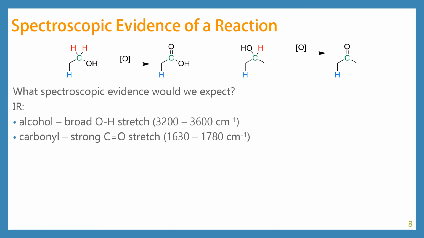For the carbonyl, you would see the strong C=O stretch forming right in the middle of the spectrum. So if we have our spectra, the alcohol is going to show up like this, broad and big. And then as the carbonyl forms, we would probably see this get depleted as a new peak in the middle, which is stronger and sharper, begins to form.